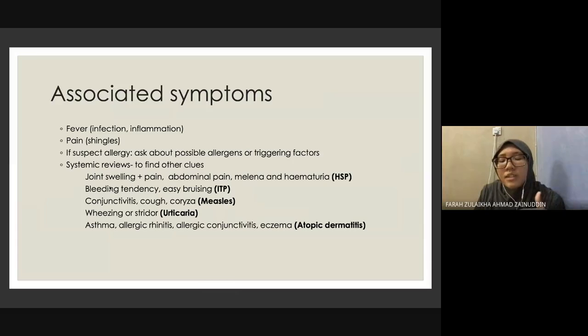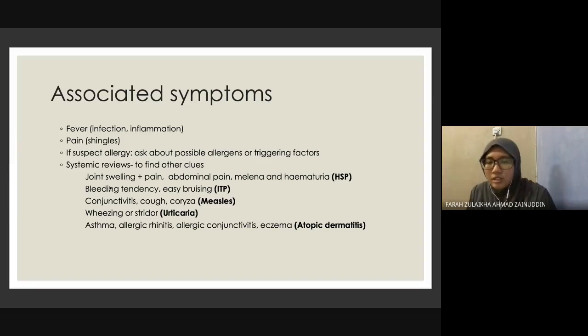Besides the rash, we need to dig more into the history by knowing the associated symptoms. The most common associated symptom that occurs with rash is fever. Fever can indicate infection or inflammation that is going on. And next is pain, for example in shingles, pain at the rash site. And next, if we suspect allergy, then we need to ask further regarding the possible triggering factors or allergens that the patient has been in contact with. And then systemic review to find other clues.